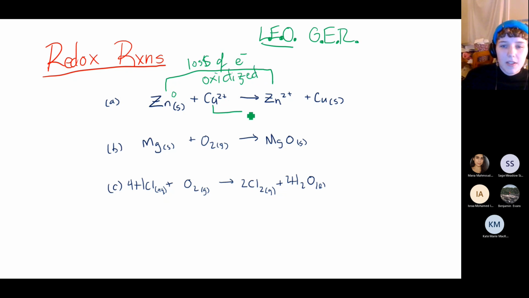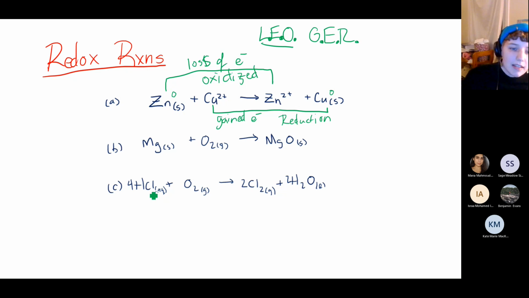And so that means for the copper here, you were right. I was just tweaking your language a little bit. So thank you for answering. For this one, you get 2+ and it goes to neutral. So that means it's gained 2 negative charges to make it neutral. So it's gained electrons, which is reduction.